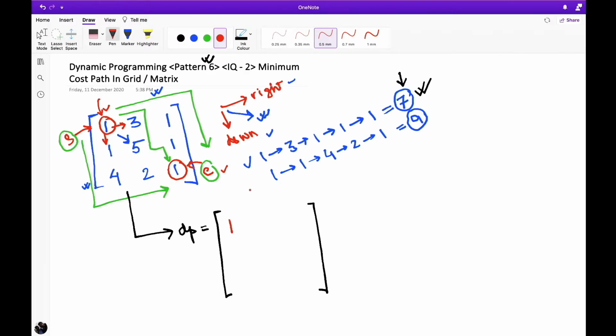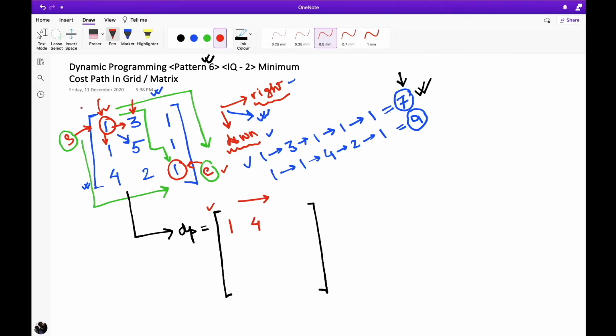Now you can see that in the problem it is already mentioned that we can either traverse to the right or we can traverse in the downward direction. So we will first calculate the cost of traversing to the right. Here you can see that the cost of traversing to the second index is 3, which means that if I want to traverse from here to the second position, the total cost will be 4, which means 3 plus 1, that is equal to 4.